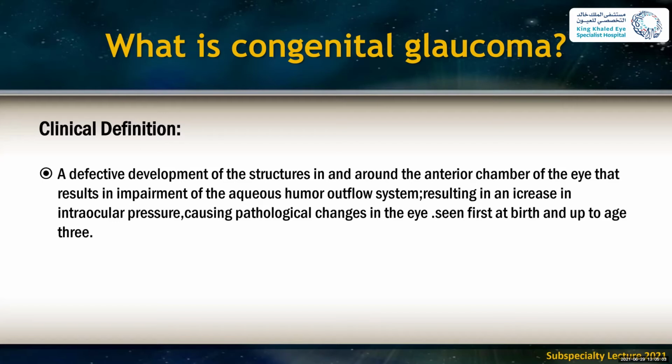So this defective development in the outflow system, which is congenital, or as when we come to the pathology, there is no exact or precise pathophysiologic knowledge about it. So this will result in an increase in the intraocular pressure, leading to what we see as clinical findings or signs of the disease. And usually congenital glaucoma occurs within the first 3 years of age, from birth to 3 years.